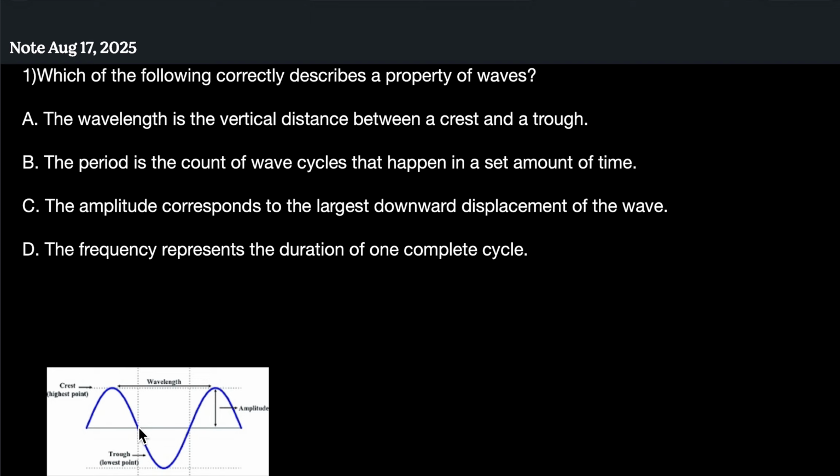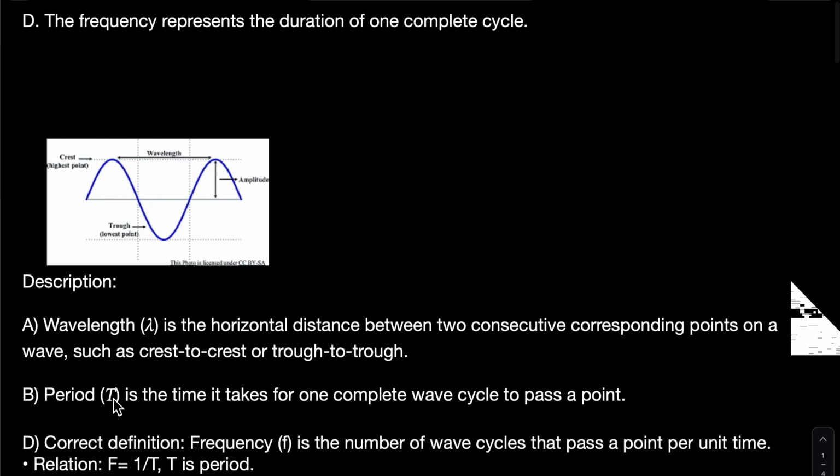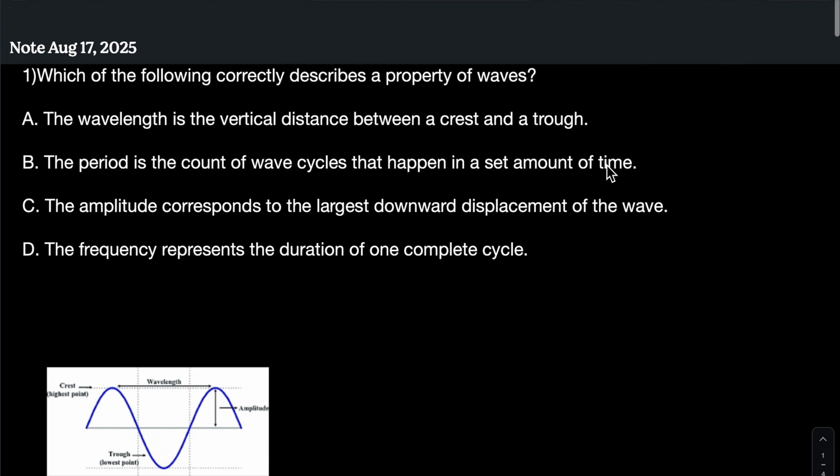Okay, next. The period is a count of wave cycles that happen in a set amount of time. That's not correct. Period is the time it takes for one complete wave cycle to pass a point. So that's not correct. C. The amplitude corresponds to the largest downward displacement of the wave. Here we got the amplitude, and it does correspond to the largest downward displacement of the wave. So that's the correct response.